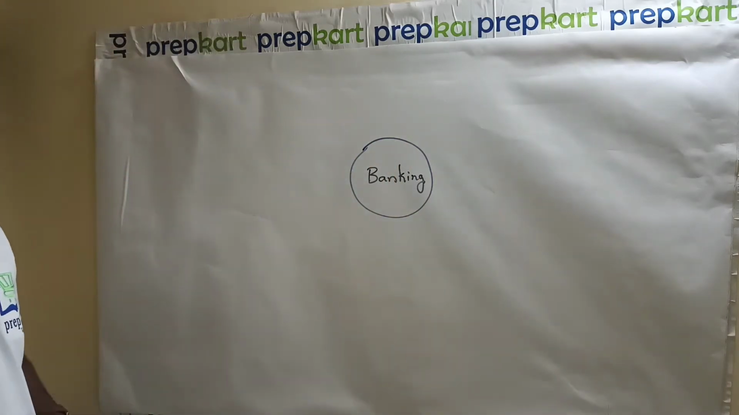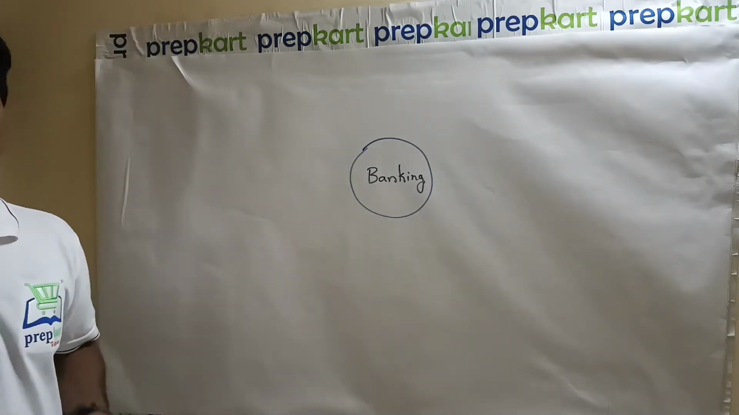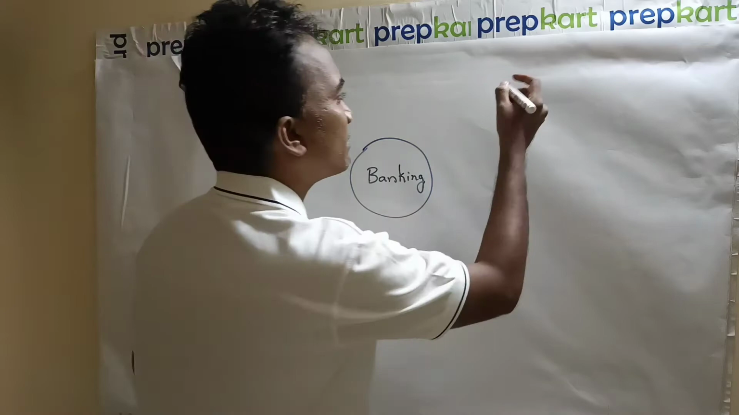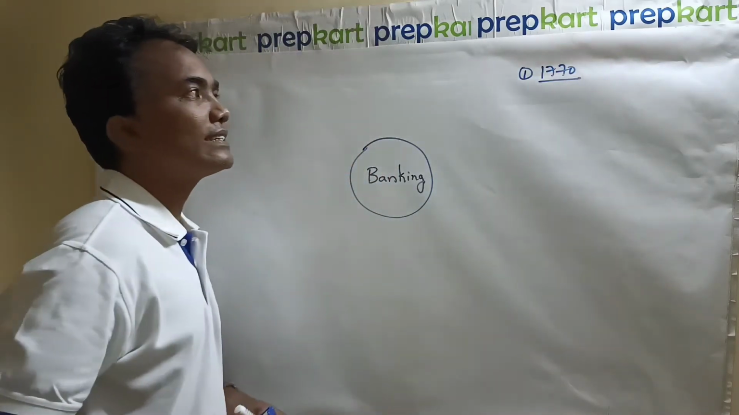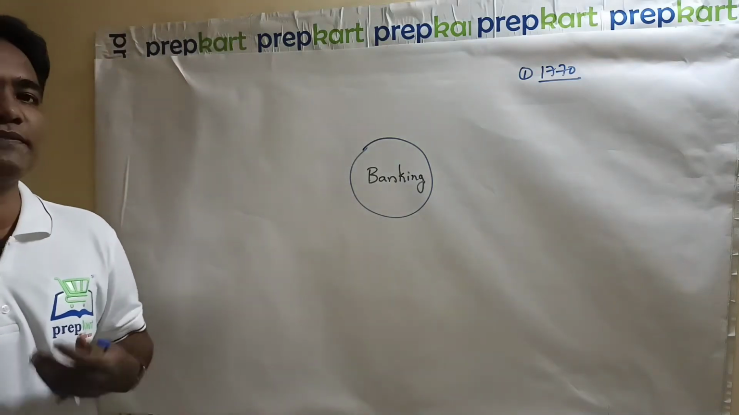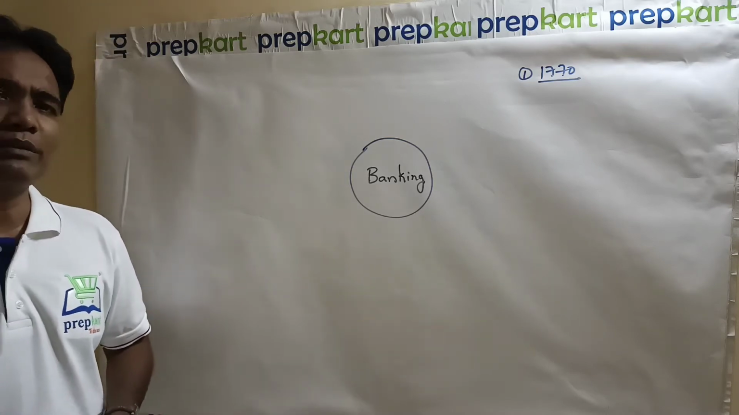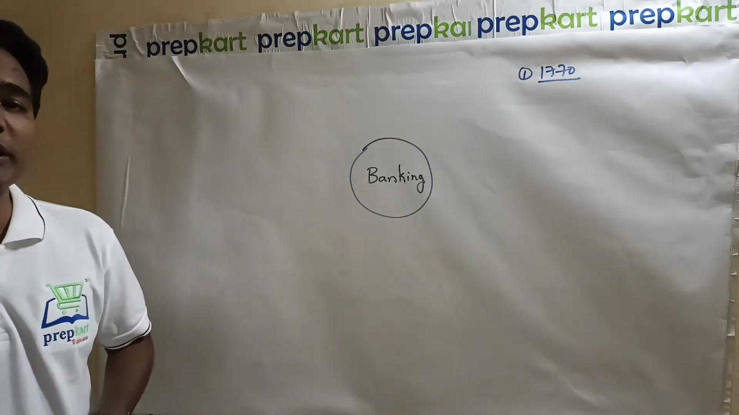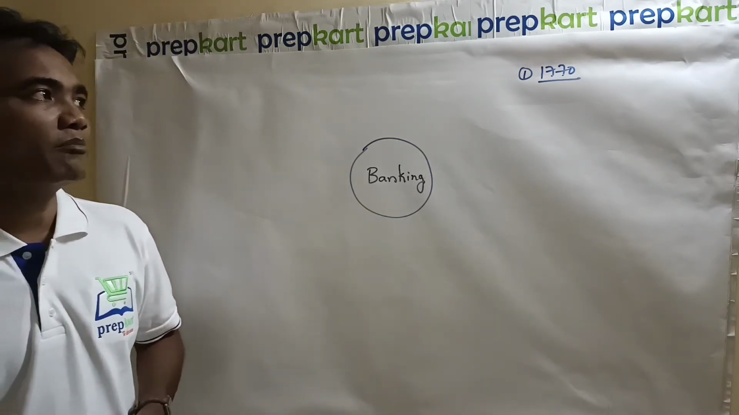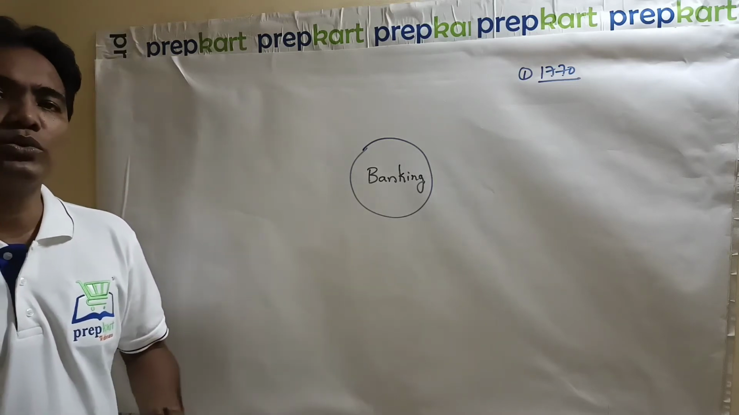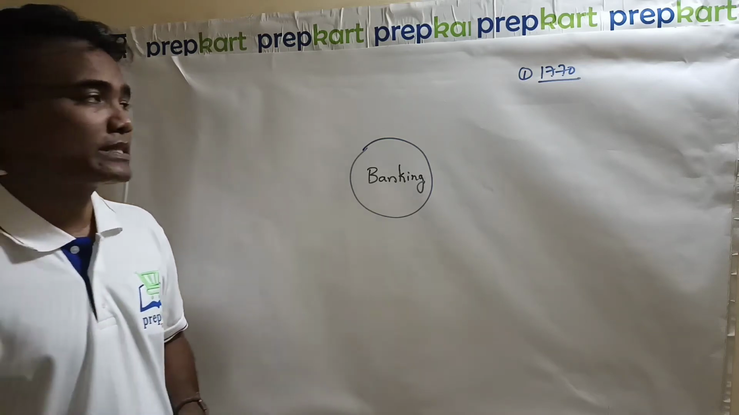So if I want to start the banking concept with respect to any competitive exam, I have a number of options. I can start the banking class from 1770, because in 1770 we have the very first bank in India, that is Bank of Hindustan, and there I can explain about agency houses, joint stock companies, then the first completely Indianized bank, then presidential banks, and then Imperial Bank of India, like that. If I start banking from 1770.